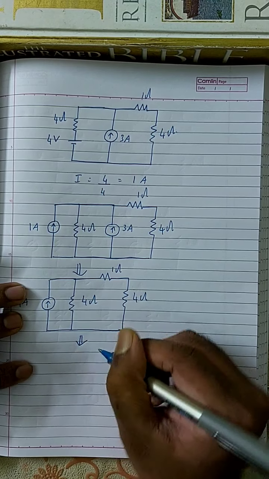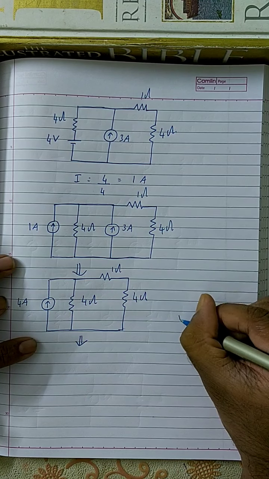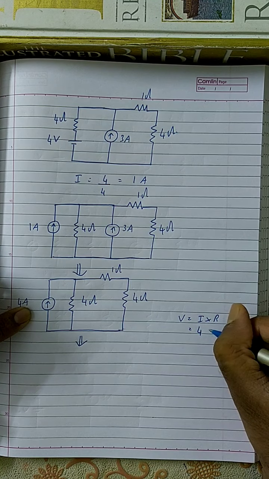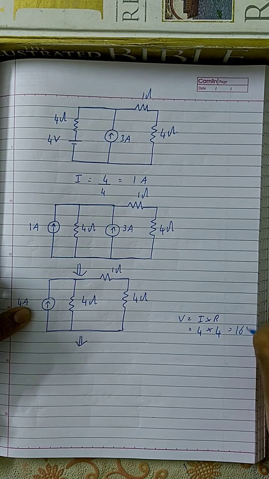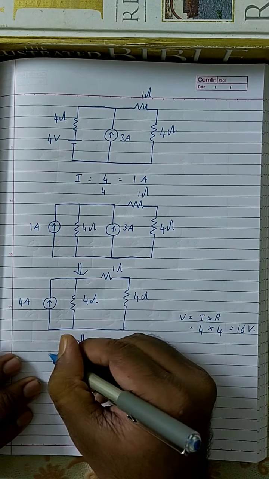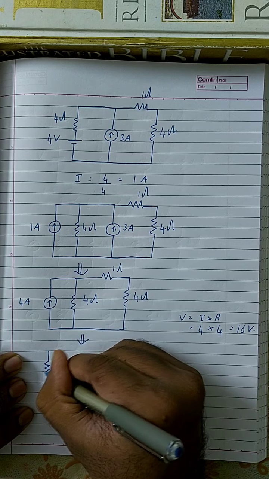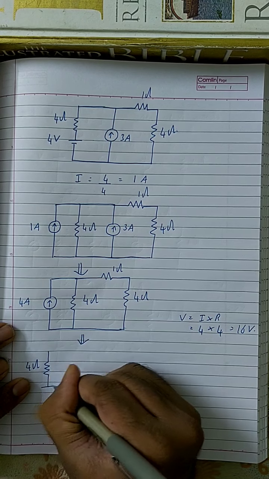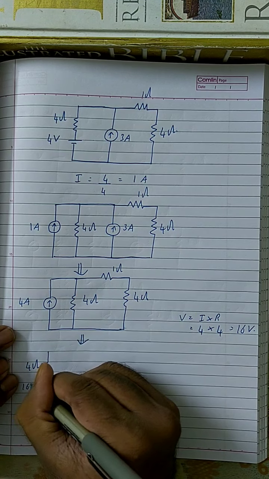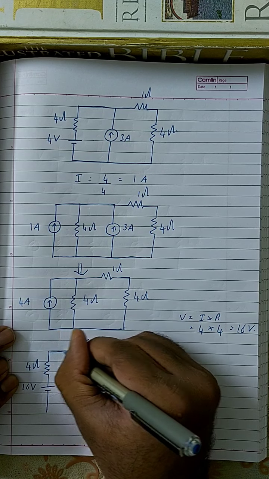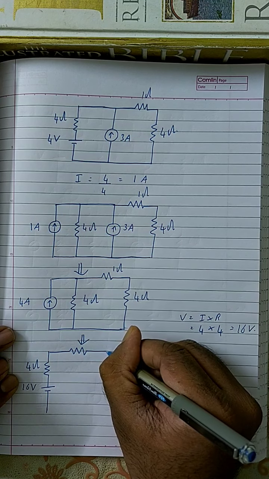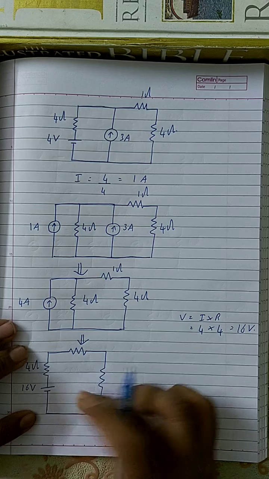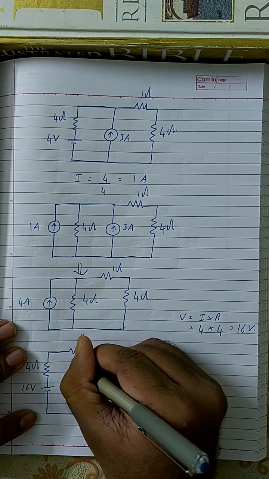So again, on combining these, what is the value of the voltage source? Voltage source is I into R. This is a 4 ampere current source with a 4 ohm resistor, and you will get 16 volt. So this is basically a 16 volt source. This element now becomes a series resistor, which is 4 ohm, and we have a voltage source which is 16 volt. Okay, the rest is the same. There, this is 4 ohm, this is 1 ohm.